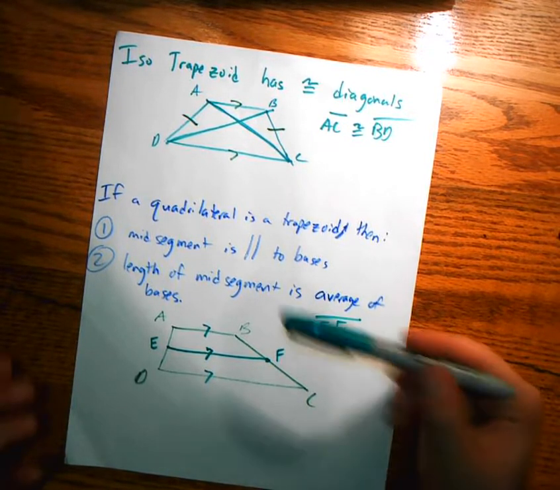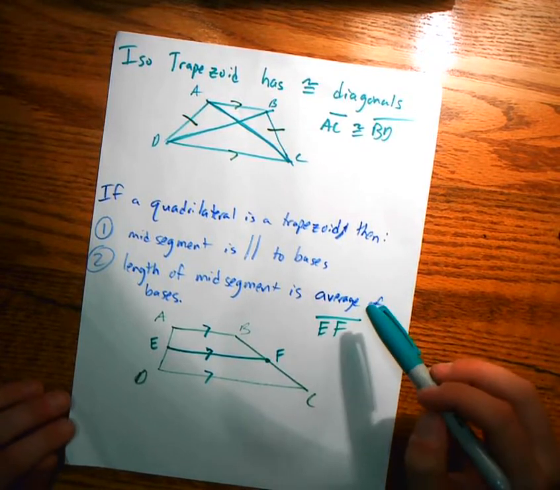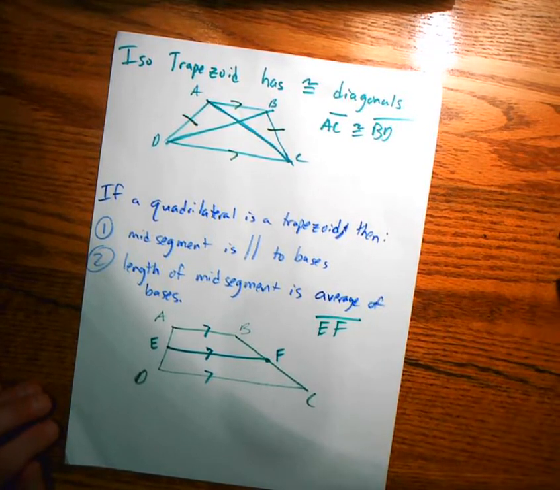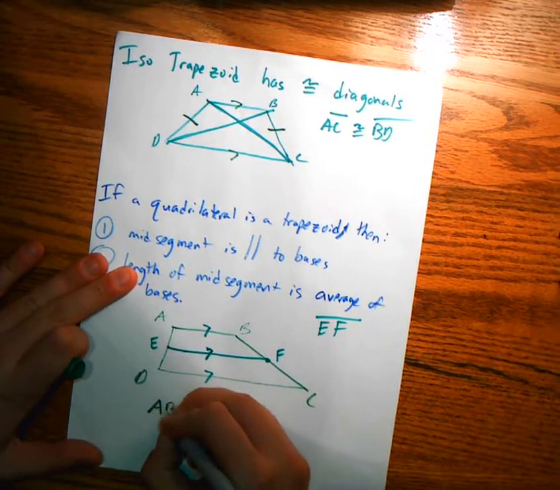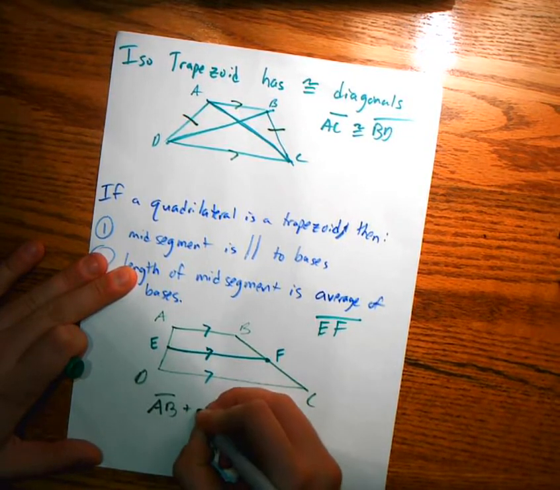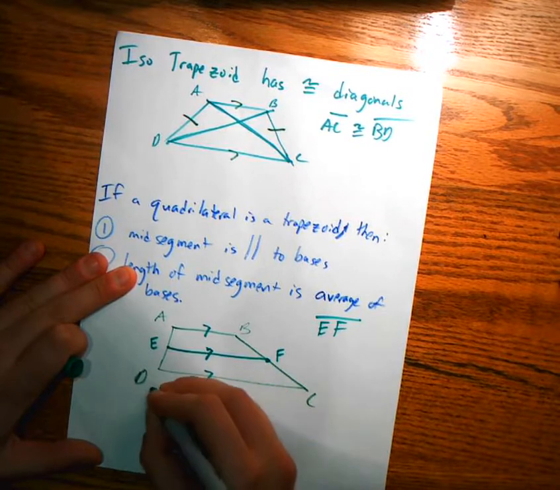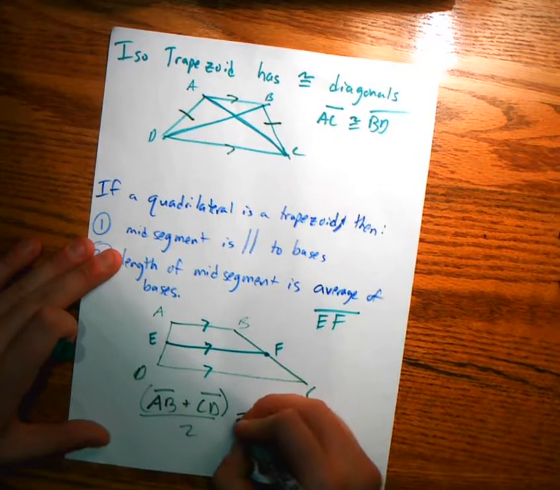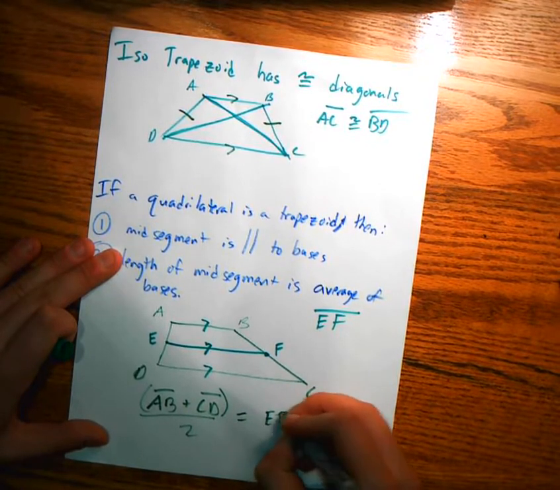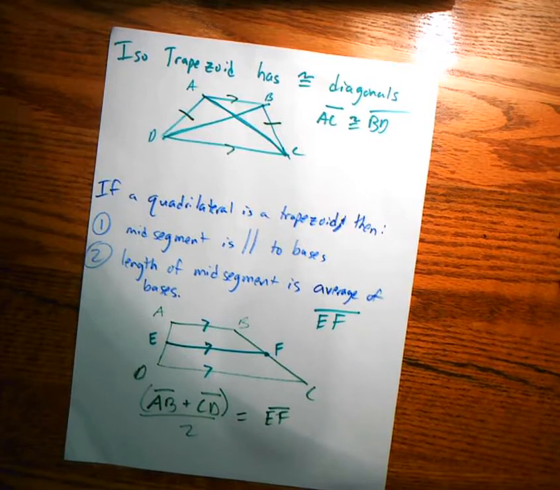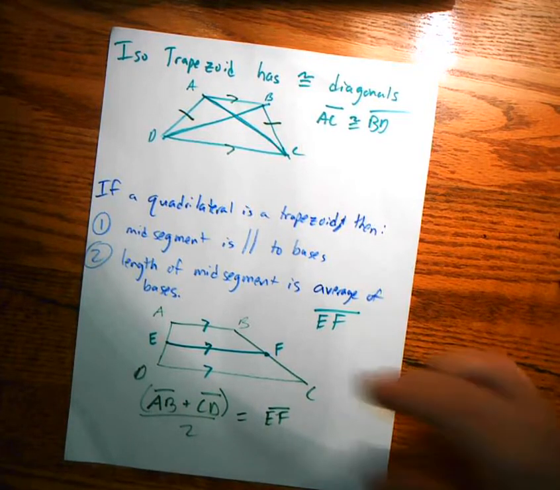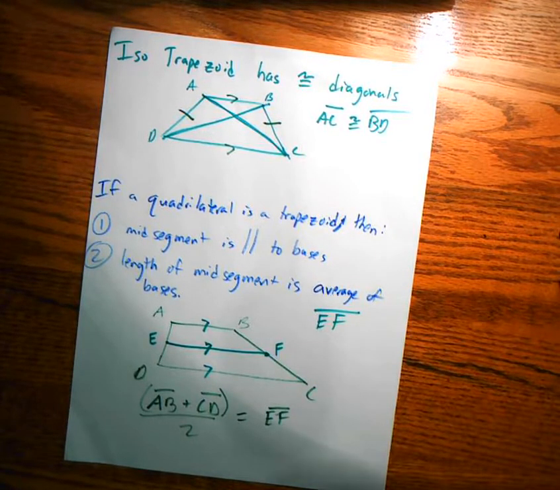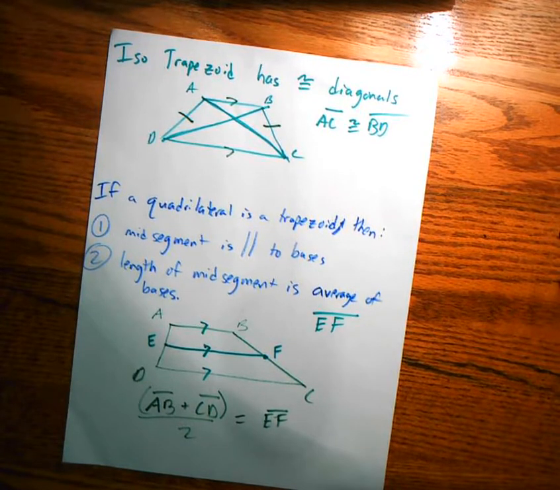And then what it's also saying is that the length of the mid-segment is the average of the length of the bases. So if you add base AB and CD and then divide it by 2 or multiply by 1/2, that is going to give you the length of EF. This is how you find the average of the length of the bases. Add them up and divide by however many there are. In this case, there's 2. So the average is the length of the midsegment. Okay? Now moving on to a kite.